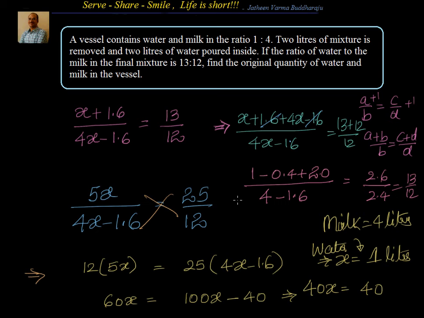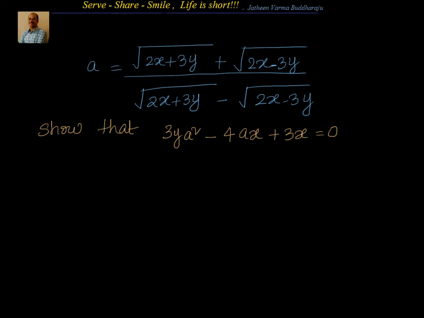The second step is, 2 liters of water is poured inside. So we have to add to the numerator where the water is, that is x − 0.4, we add 2. Then it becomes x + 1.6. Now we have been told that this ratio is nothing but 13 by 12. So we go ahead with (x + 1.6) by (4x − 1.6) is 13 by 12. A little bit of cross multiplication and simplification, you will get x equal to 1 liter and the milk quantity equal to 4 liters. So that's one interesting example I thought of sharing with you. Let's do one more interesting example.